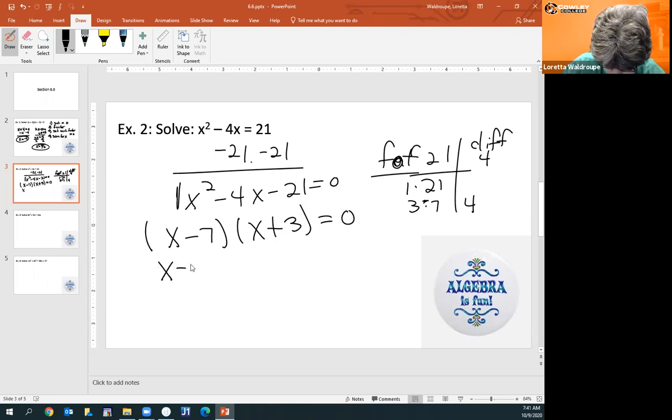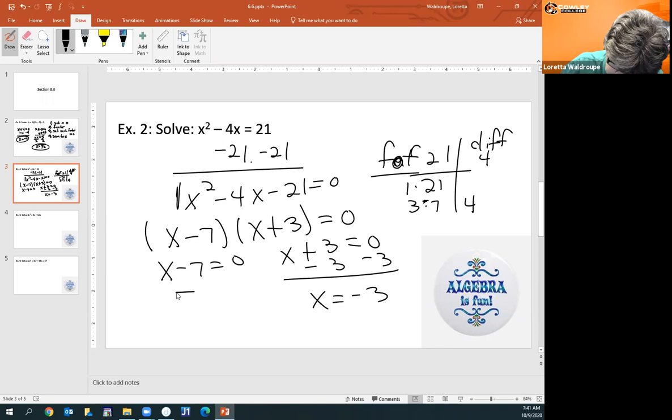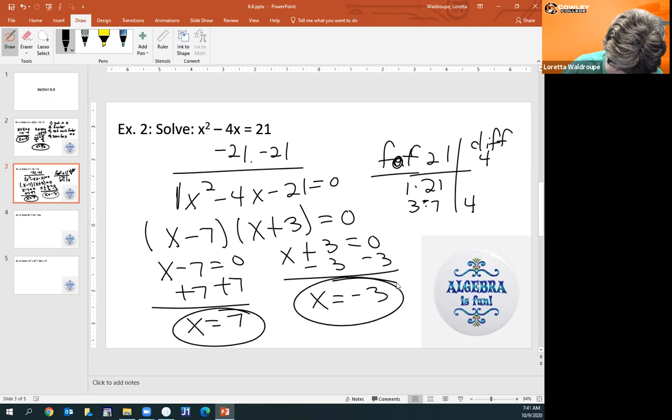Set each factor equal to 0 and solve for x. So subtracting 3 there and adding 7 to this one, I get 7 and -3.